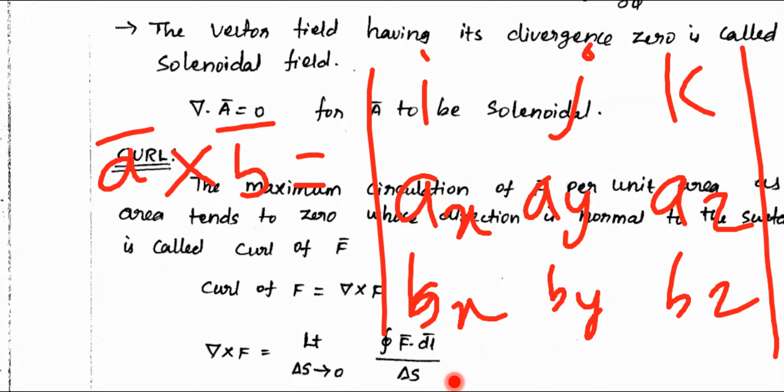But in our case, instead of a vector, we are using the del vector, and again you know the nature of del.